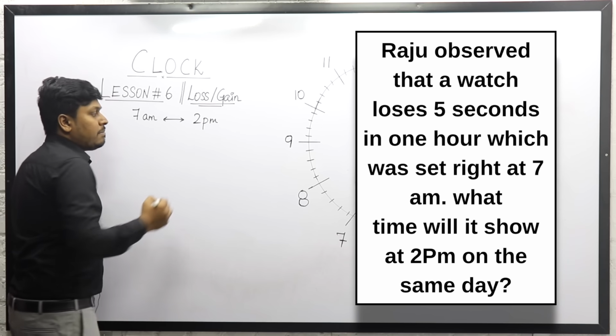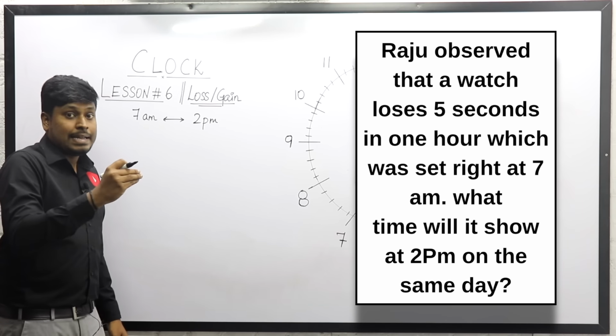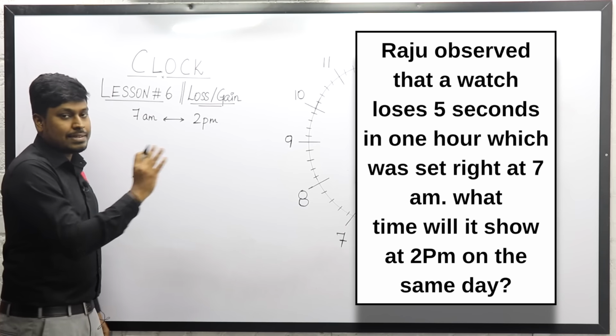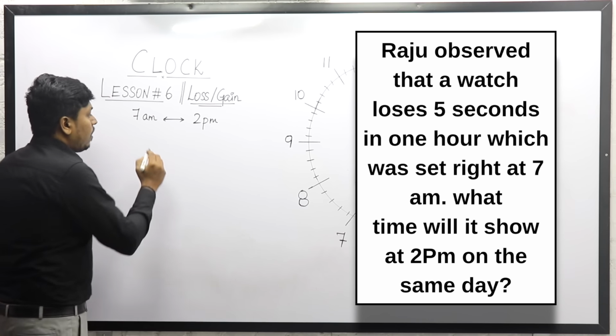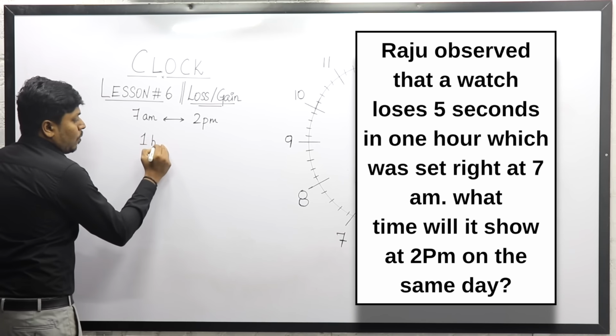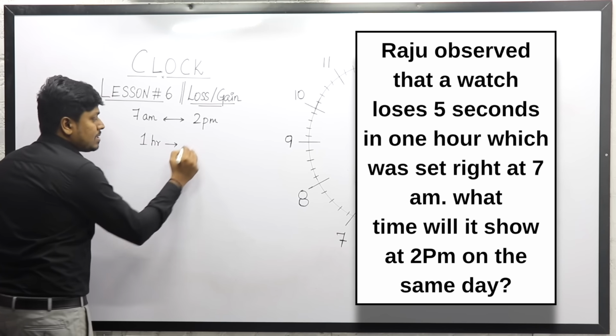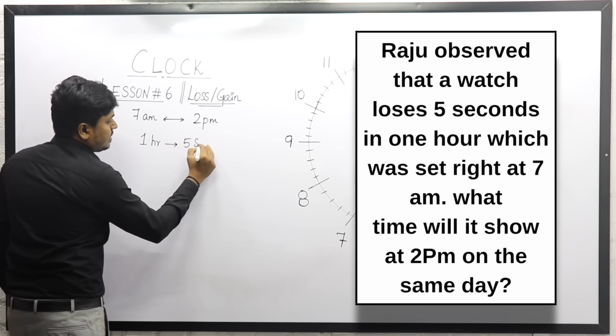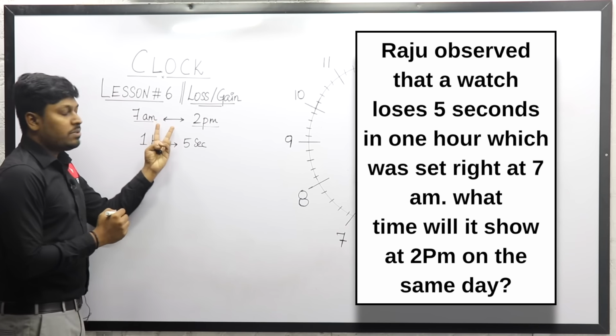On the same day. So 7 a.m. to 2 p.m. on the same day, not on the next day. They have asked the question on the same day. Just listen here, for 1 hour, how much does the clock lose? 5 seconds. Yes, 5 seconds. So now our target is to find the difference.